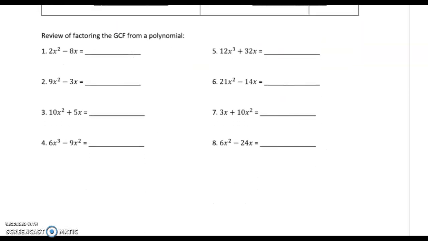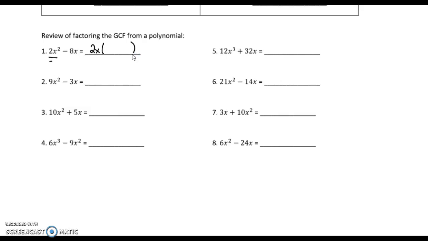Okay, and just as a review, because this will be really important tomorrow, let's work on factoring the GCF. So remember, the GCF is the greatest common factor. So you're thinking the biggest number that goes into 2x squared minus 8x. And so that's going to be 2x. This is from section 7.4. We already reviewed this. We did a little bit of it in 7.2 also.